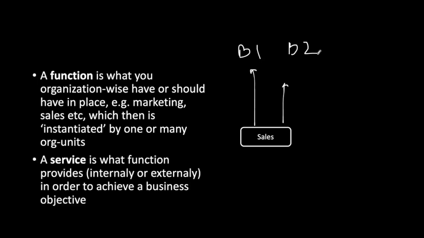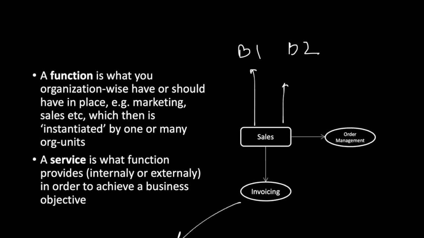Now, if we talk about services, a service is what a function provides internally or externally in order to achieve a business objective. So, for example, in our case, sales may have different services, like order management or invoicing. And invoicing is an external service targeted to the customers. And order management can be both internal or external, depending on the way you look at it. So that is the difference between function and the service in our case.